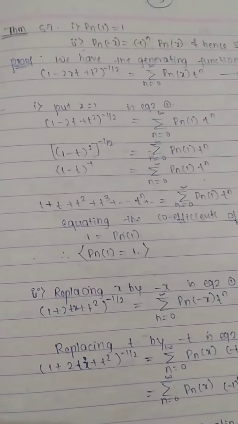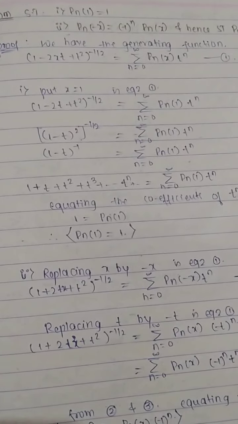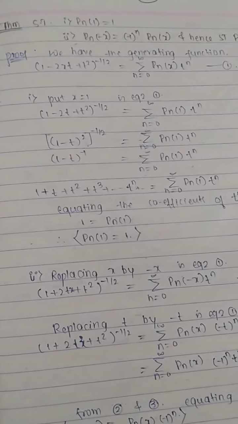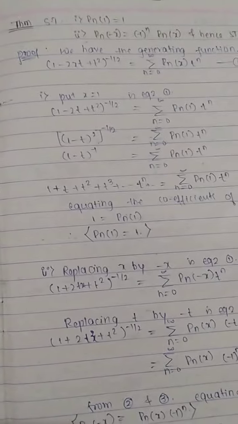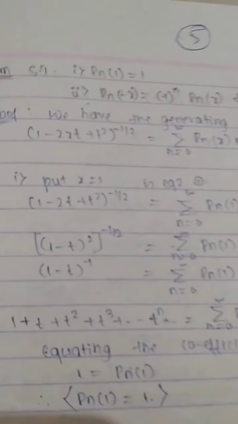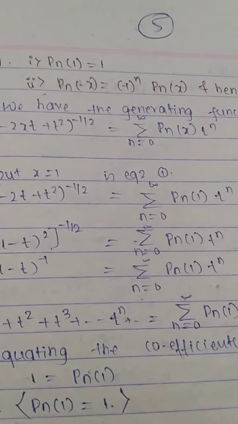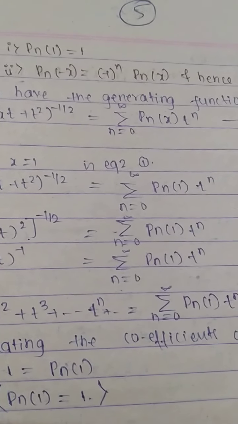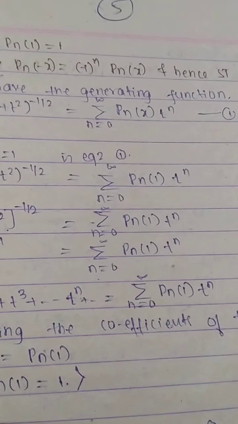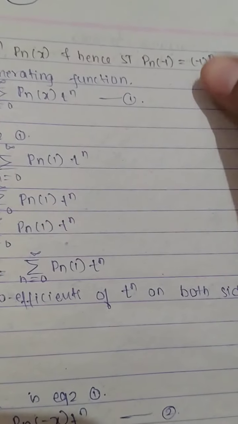I am your Hina ma'am and today we will discuss the theorem on Legendre's function, that is Pn of x. So what is the theorem here? We have to show that Pn of 1 is equal to 1, and second, Pn of minus x is equal to minus 1 to the power n into Pn of x, and I have to show that Pn of minus 1 is equal to minus 1 to the power n.